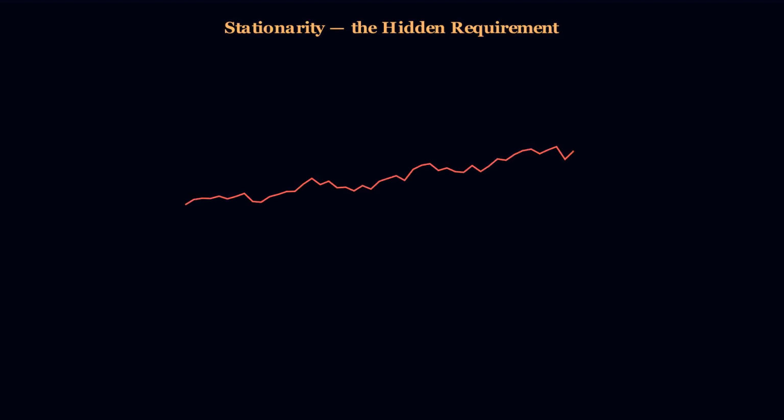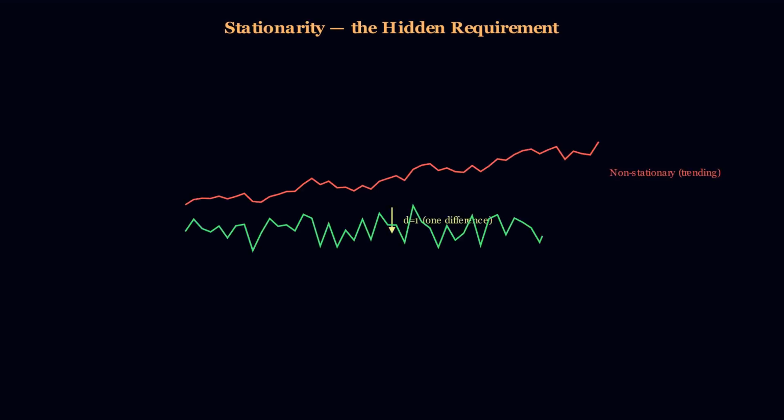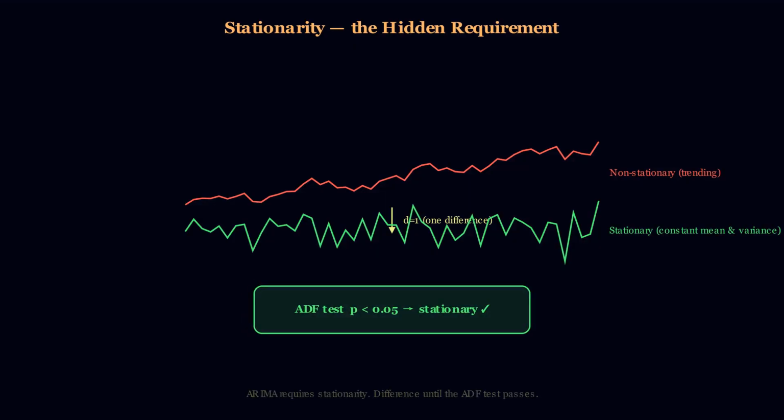ARIMA requires one critical property, stationarity. A stationary series has constant mean, variance, and structure over time. A trending series is not stationary. Neither is a seasonal one. Fix it by differencing. Subtract yesterday from today. One difference usually handles trend. Seasonal differencing handles cycles. The ADF test tells you statistically whether you're done.